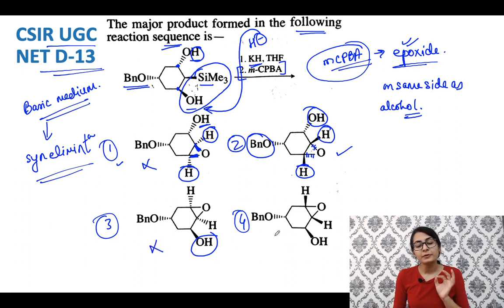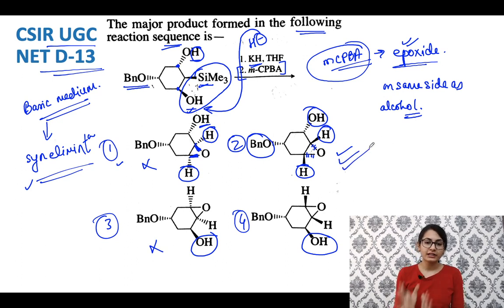Okay, and why is option 4 wrong? Because of the same thing, the OH above the plane cannot stay because it is syn elimination. Both the Si and oxygen on the same side have to leave. The other oxygen, the other hydroxy group, is going to stay. So only the second one is our correct answer.